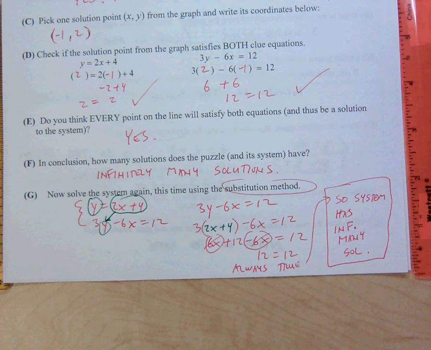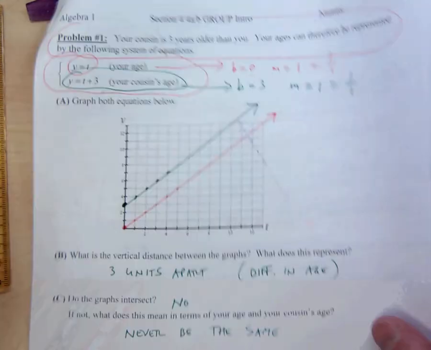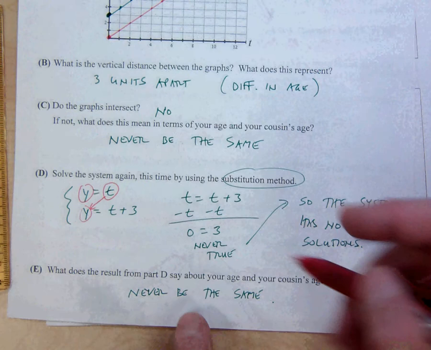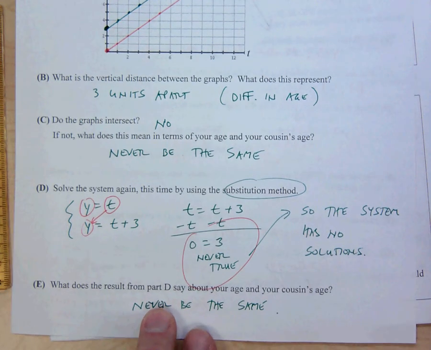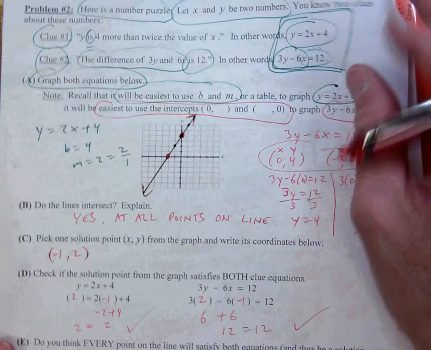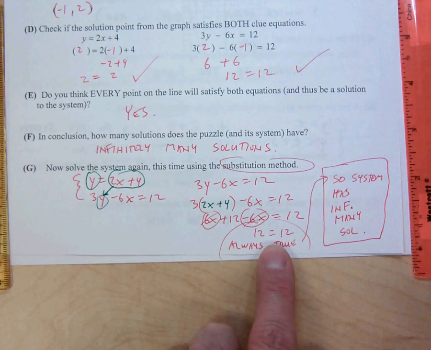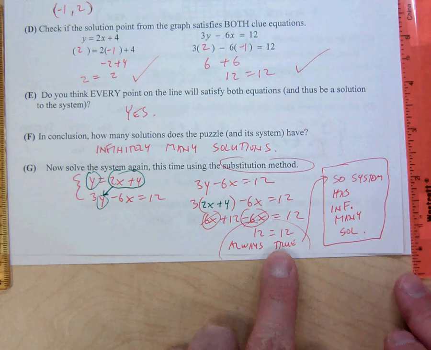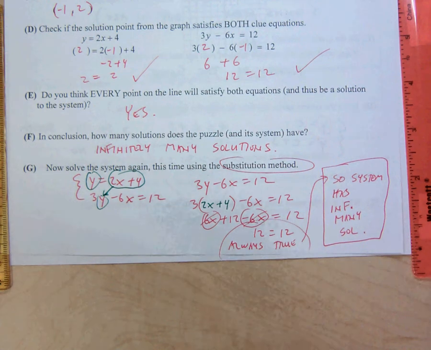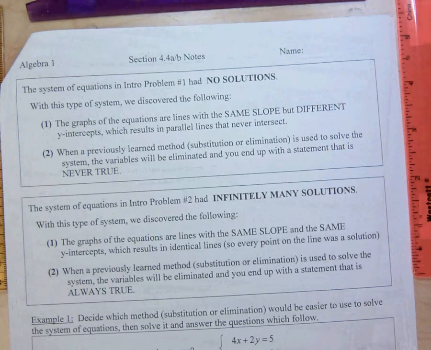Let's hold on. Let's back up and summarize what we did. On problem 1, the lines were parallel, and we ended up with something like this, right? With the variable getting eliminated and it never being true. Here they were the same line, right? And when we solved it by substitution, we ended up with something like this, right? With the variable getting eliminated, but you ended up with a statement that's always true. Do you see how those go hand in hand? Okay, so basically then, this is a conclusion.